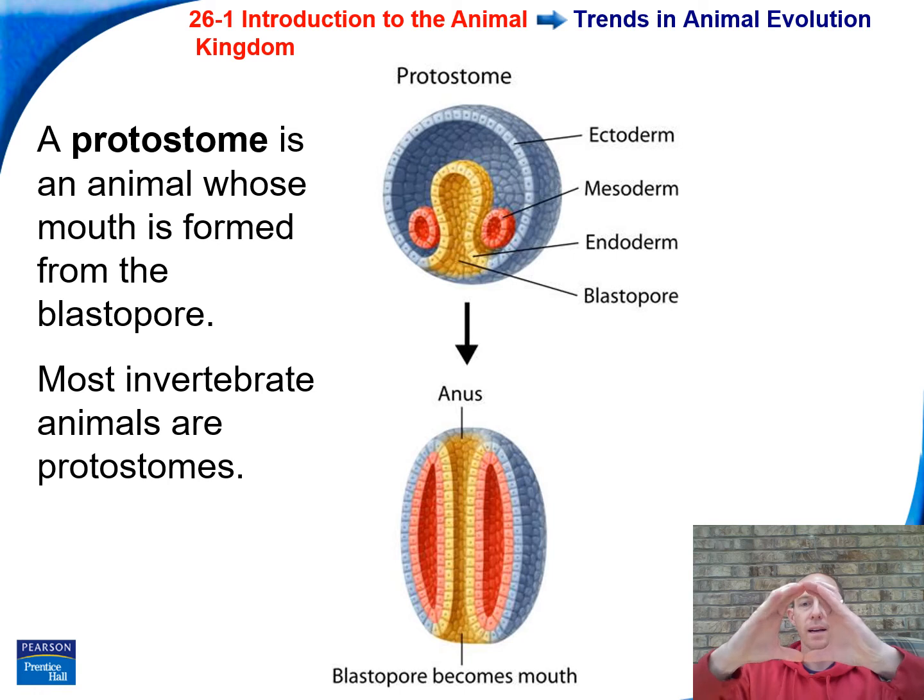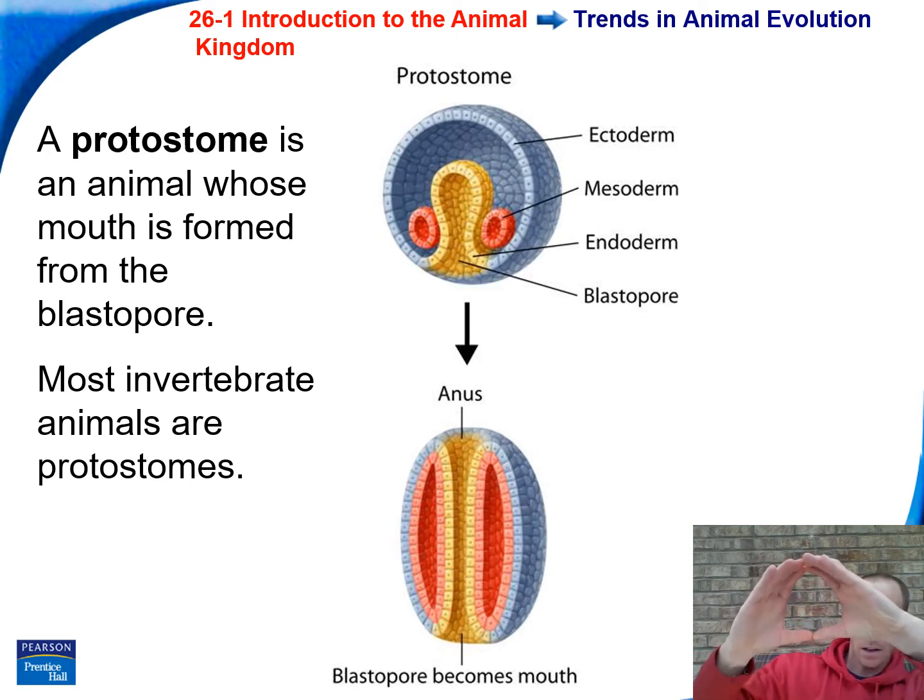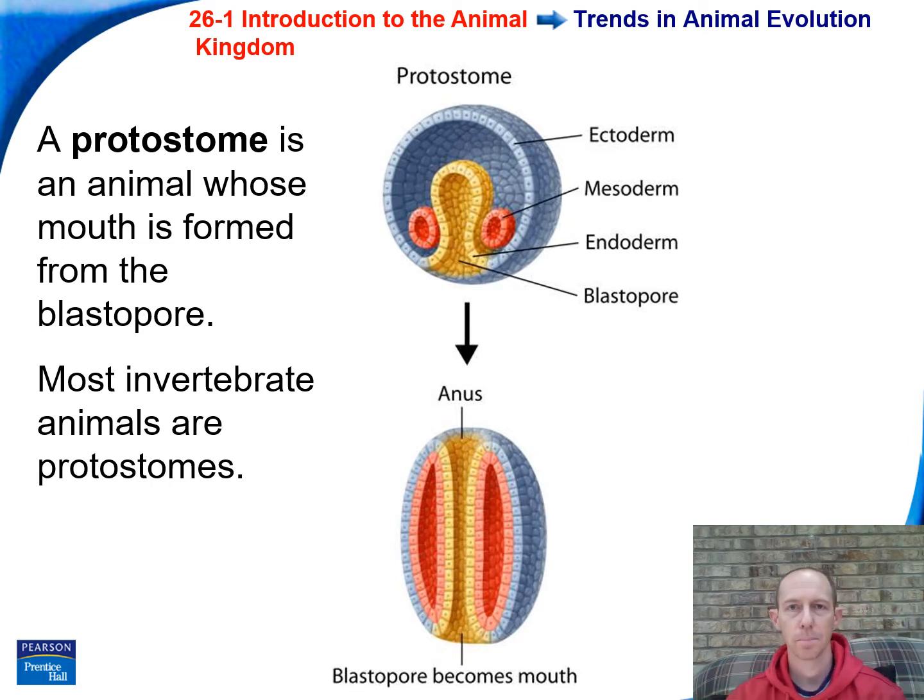So we have our hollow sphere, and it starts getting a little indentation here, between my thumbs. That's going to become the blastopore. And if that blastopore ends up developing into the mouth, so the opening end of the digestive tract where food goes in, we call that type of development a protostome. And this is most invertebrates, right?